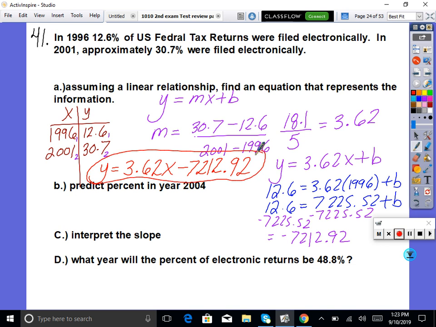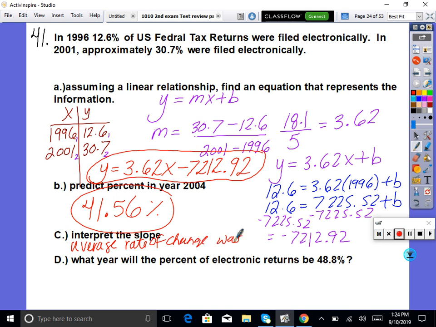So now it says, predict the percent in year 2004. So you can literally just plug in 2004. I'm going to do 3.62 times 2004. And then hit enter, minus 7212.92. So it would be 41.56 was the population percent, right? That's a percent since these were percent. And this is interpret the slope. So you'd say average rate of change was 3.62.